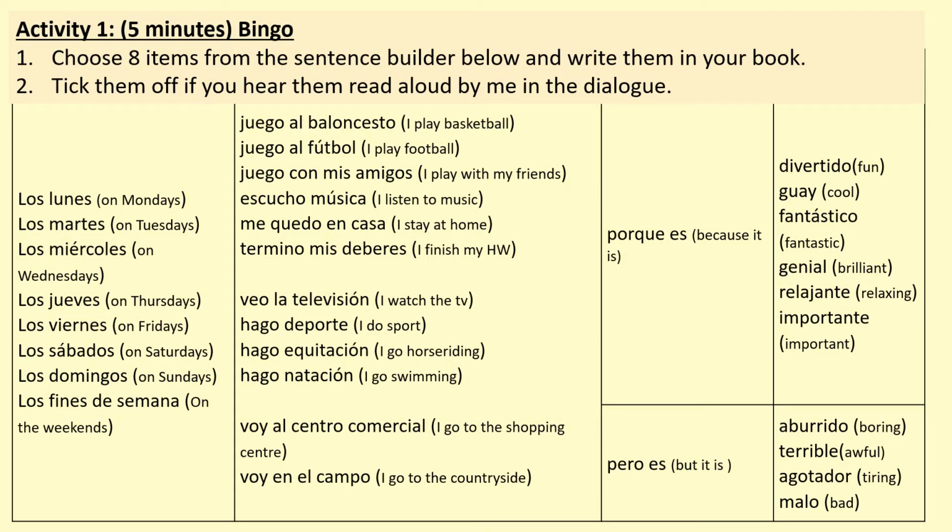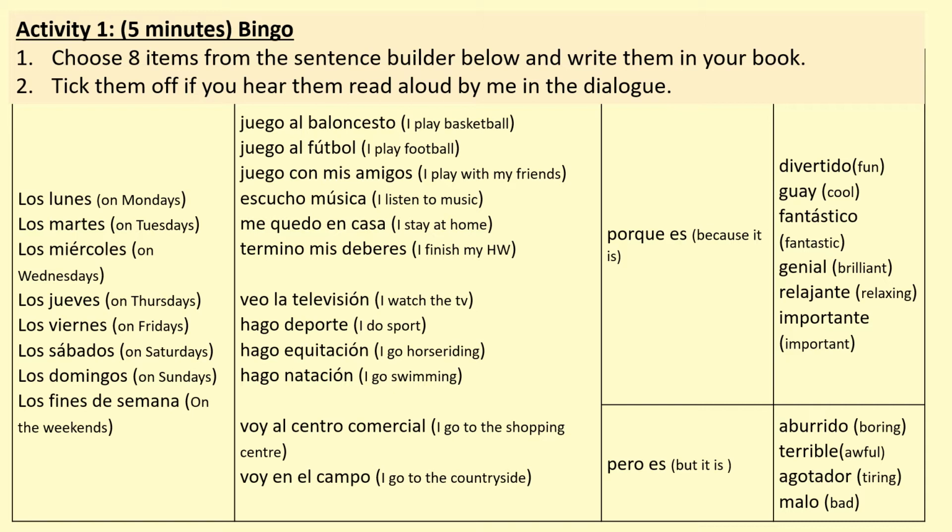Okay, Year 7. So some of you may have played this game before with the sentence builder. I'm sure you've all heard of, though, the game Bingo. So in a moment, you're going to need to write down 8 items from the sentence builder that you can see in front of you. Now, by 8 items, I mean it might be one single word, or it might be the words that make up that box. So, for example, me encanta, the opinion, would count as one item, even though it's 2 words.